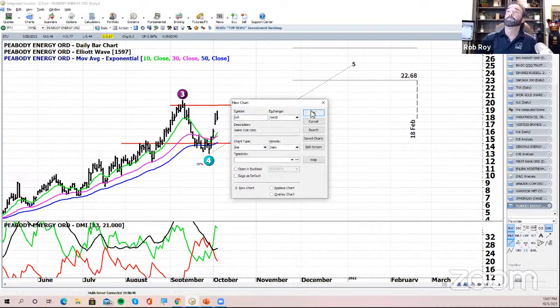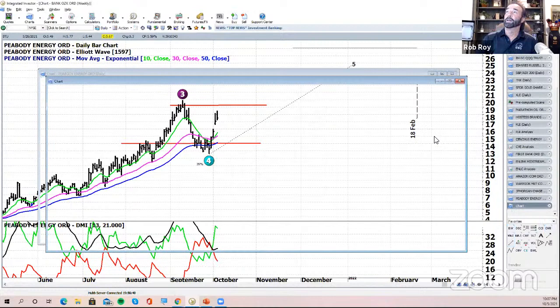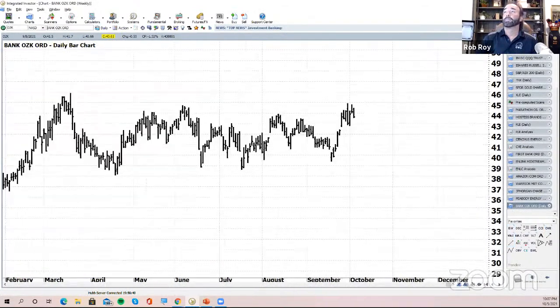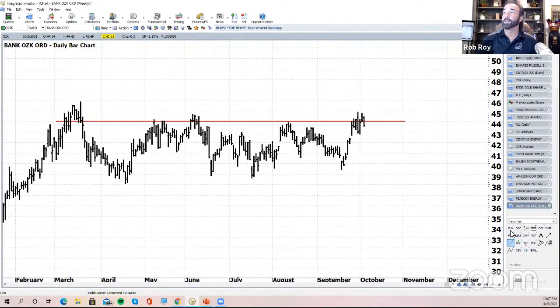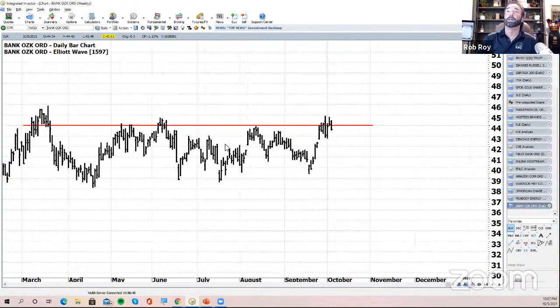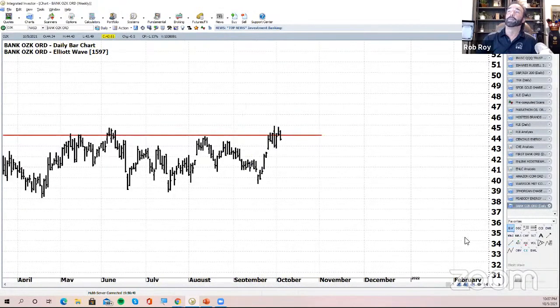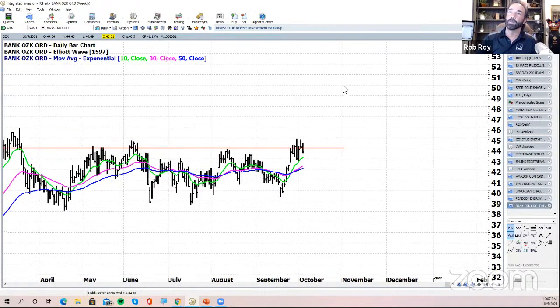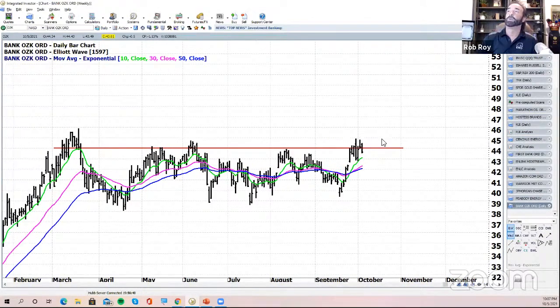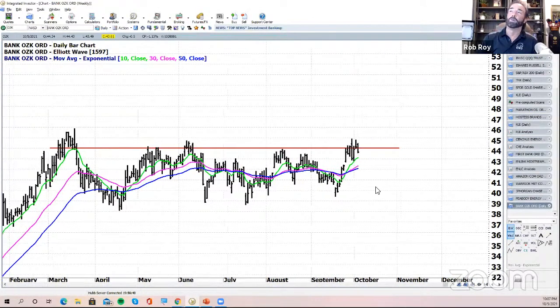OZK, banking stock. It's hanging in there, right? And this is one, again, that as long as interest rates stay okay, this probably holds this level and moves back to the upside. You can see it got just a little bit overbought, just enough to where it couldn't put any distance between 45 and where it was currently trading.